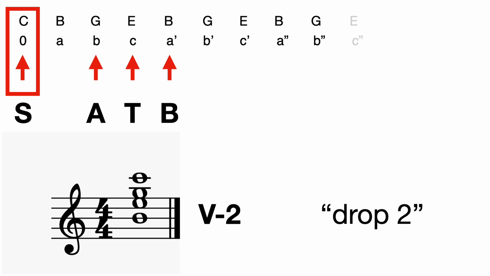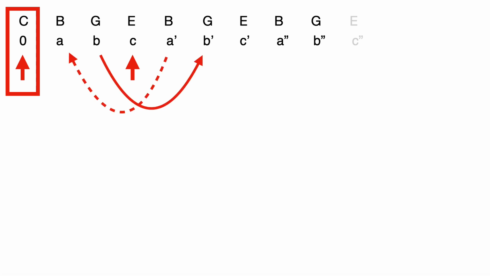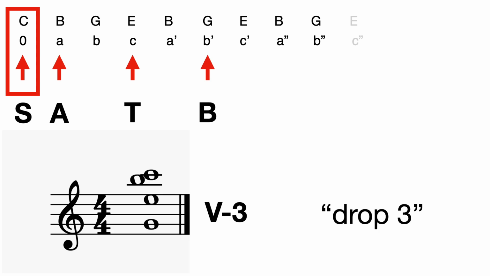Now, of course, you can call V2 with a static bass or a fixed bass drop 2, but the idea of dropping a note an octave implies that you're dropping it, and it's going down. So therefore, looking at it from a fixed soprano perspective makes a lot more sense. We can, of course, move the G down an octave and move the B up an octave, and this gives us drop 3 or voicing 3.